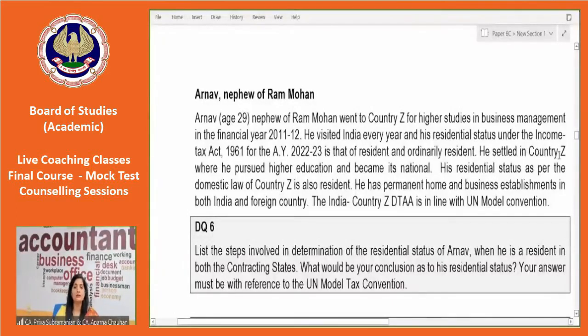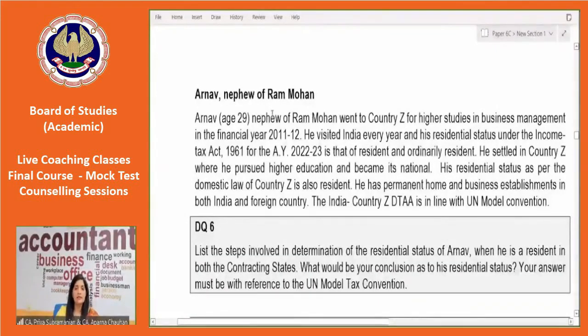He settled in country Z, where he pursued higher education and became its national. His residential status as per the domestic law of country Z is also resident. He has permanent home and business establishments in both India and the foreign country. Seeing the facts, you would know that it's based on the determination of the residential status as per the DTA.